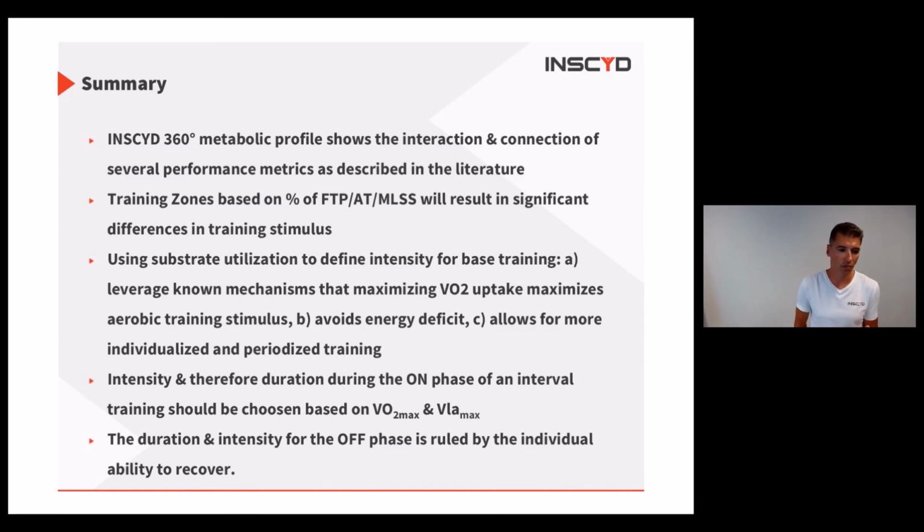And then we looked at substrate utilization and how substrate utilization can be used to define training intensities. And the benefits are that you can identify a fat max zone and therefore ride at an intensity at which the VO2 uptake is maximized because you need additional O2 for the beta oxidation. That when you do this, you can avoid energy deficits because you look at the carbohydrate combustion, right? And that you allow for more individualized or periodized training because you periodize the intensity a little bit.